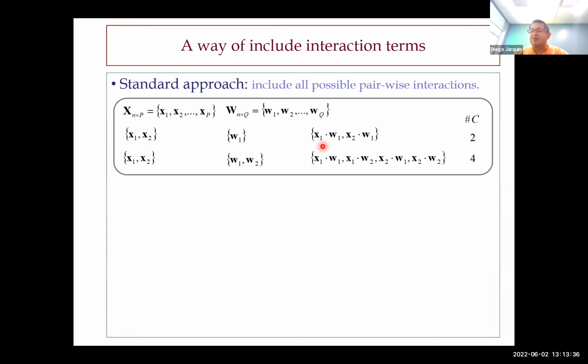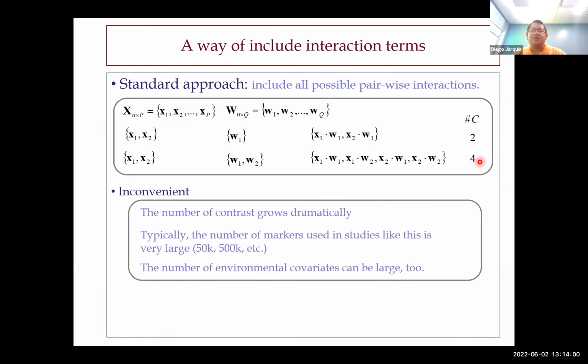Just remembering from our stats courses, the way we proceed to include an interaction in a model is by considering the contrast. Suppose that we have two different data types, marker and environmental covariates. If we have two markers only and one environmental covariate, the number of contrasts that we have to include in the model is 2, so x1 w1 and x2 w1. If we have 2 and 2, we have to include 4.